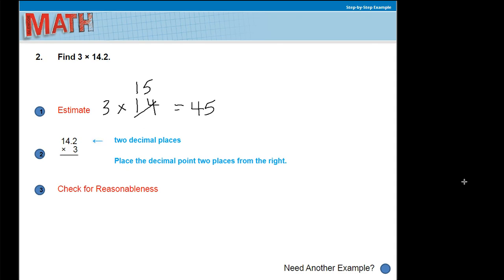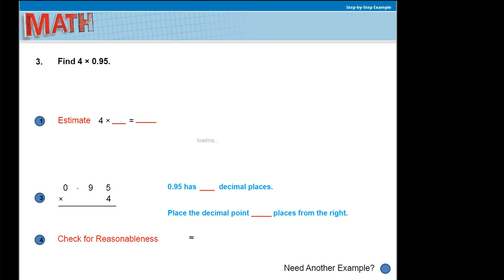So let's do the math. So 3 times 2 is 6. 3 and 4 is 12, and then carry the 1. 3 and 1 is 3, plus 1 is 4. So again, we have one decimal place here. It says 2, that's wrong. There's one decimal place. Okay, so when we get this, we are going to move 1 to the left. So we're going to start here, move over. We're going to have 42.6, which is about 45.